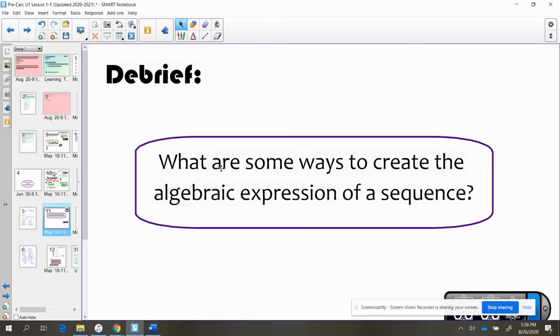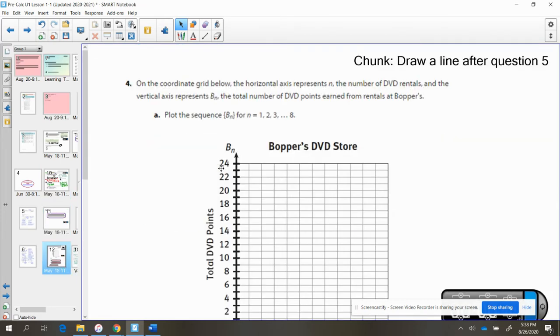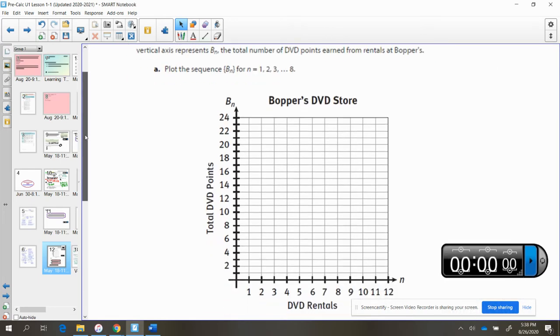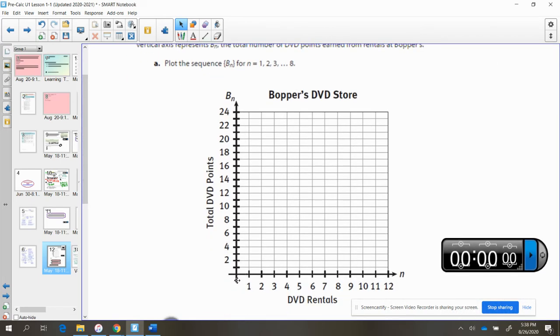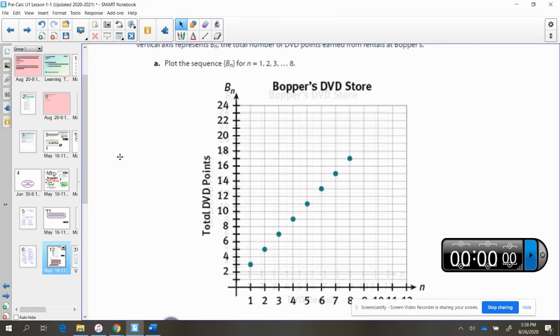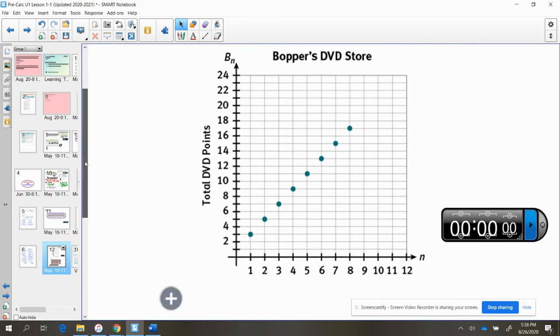We'll talk a little bit about some ways to create an algebraic sequence a little bit later, but if we move on to page 4 in your books, they want you to take a moment to plot on this chart the amount of points you have after 1, 2, so using basically that chart on the last page up to DVD rental number 8.